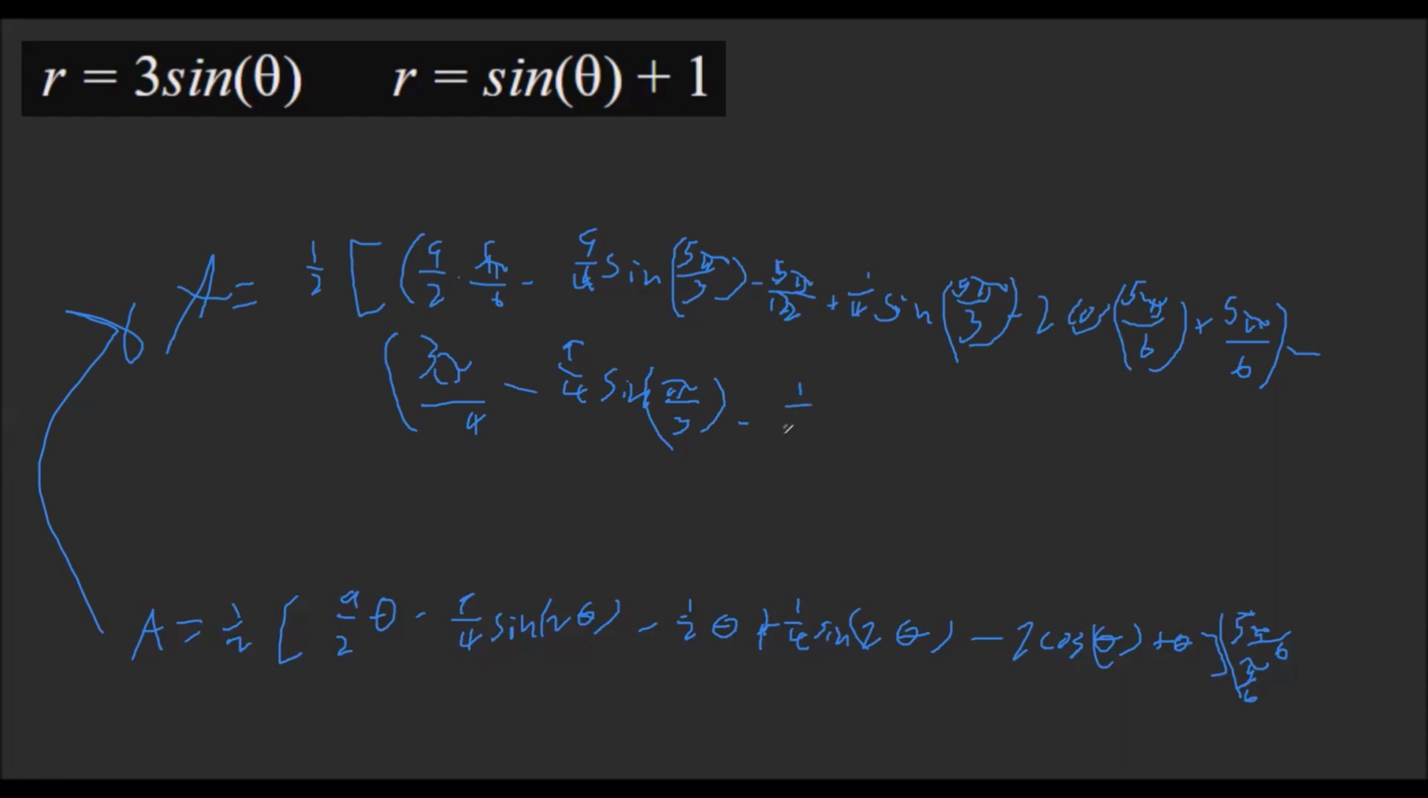minus 12 pi over 12 plus 1/4 sine pi over 3 minus 2 cosine pi over 6 plus pi over 6. And that is our final answer. That is the area bounded by the two curves, r equals 3 sine theta and r equals sine theta plus 1.